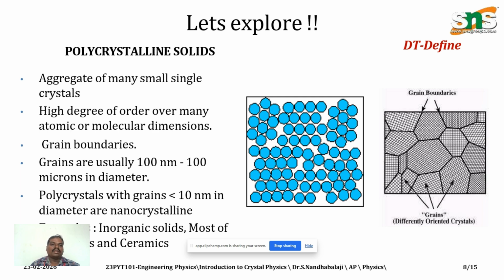Now we explore polycrystalline solids. The figure shows the polycrystalline solid structure. This structure is an aggregate of many small single crystals, with a high degree of order over many atomic or molecular dimensions. Grains and grain boundaries are usually 100 nanometers to 100 microns in diameter. Polycrystals with grains less than 10 nanometers in diameter are nanocrystalline. Examples of inorganic solids: most metals and ceramics are polycrystalline solids.